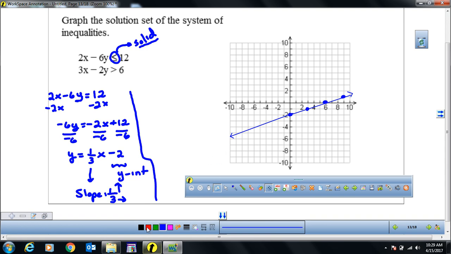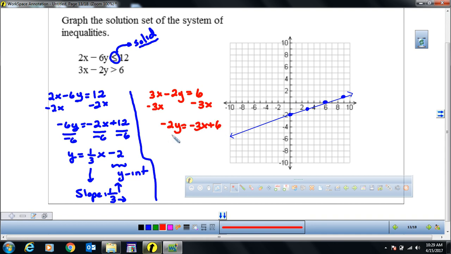Next one. Now we are going to graph the second inequality. Well, second equation. First of all, we're going to graph the equation. So we're going to set that equals, first of all, to 6. Let's put it in y equals mx plus b form. I'm going to take away the 3x from both sides. So it gives us negative 2y equals negative 3x plus 6. Then we divide both sides by negative 2. And then again, negative divided by negative is positive, so it's positive 3/2 x. And 6 divided by negative 2 is negative 3.